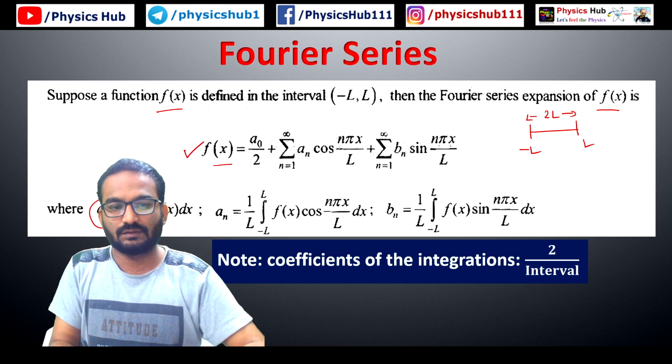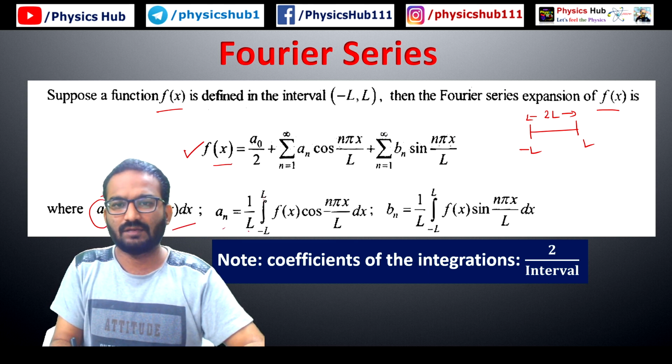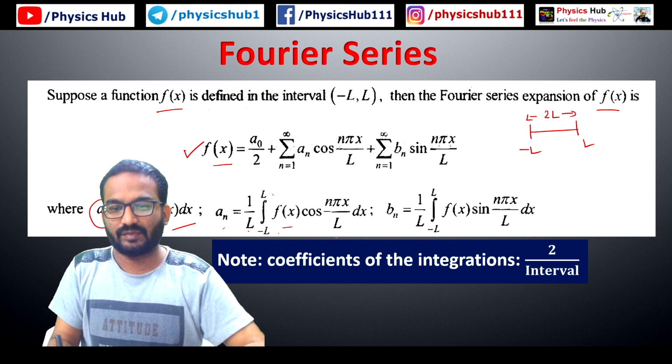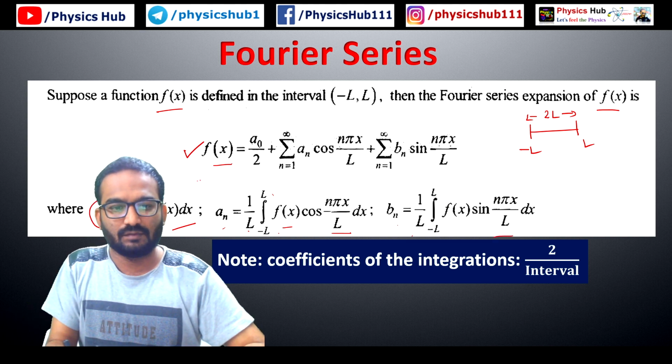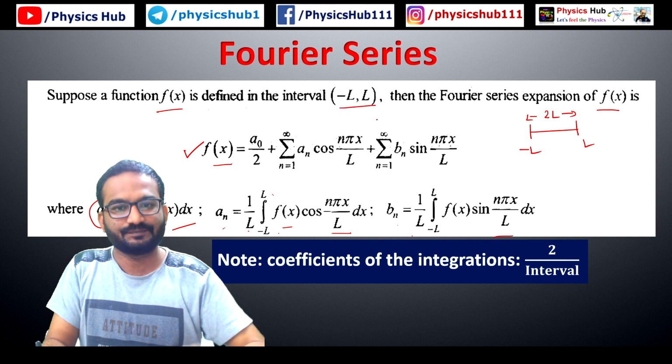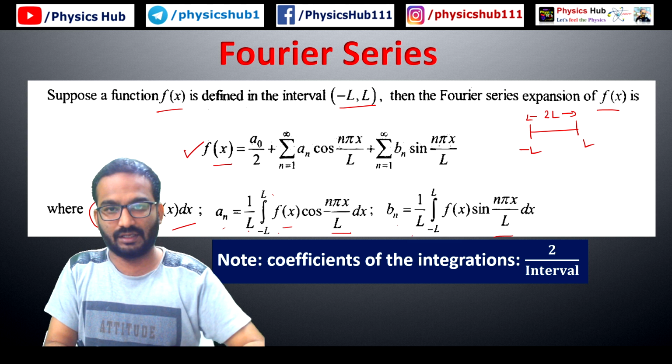L integral from minus L to L of f of x dx, an equals 1 by L integral from minus L to L of f of x cos n pi x by L dx, bn equals 1 by L integral from minus L to L of f of x sin n pi x by L dx. Now this integrand part is quite straightforward. Now what about this coefficient? Depending on these intervals, these coefficients will keep on changing.